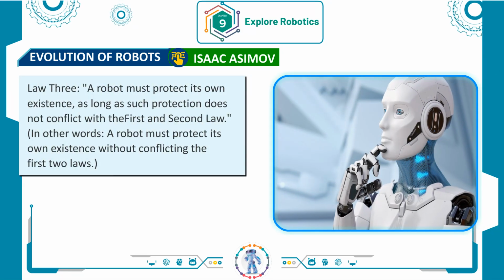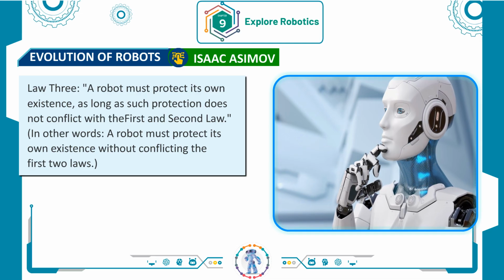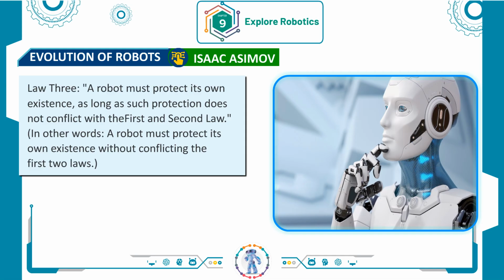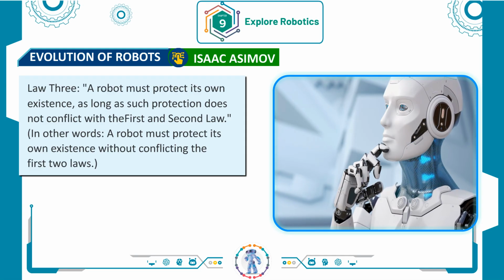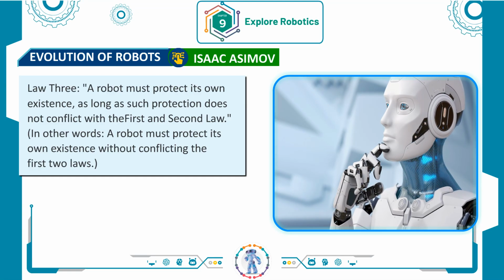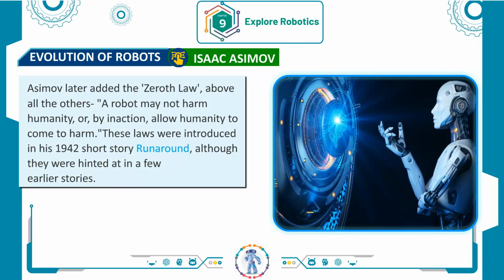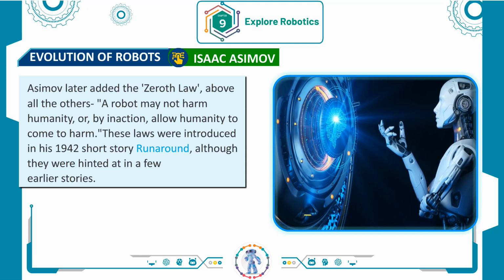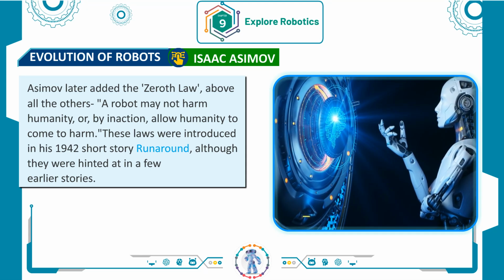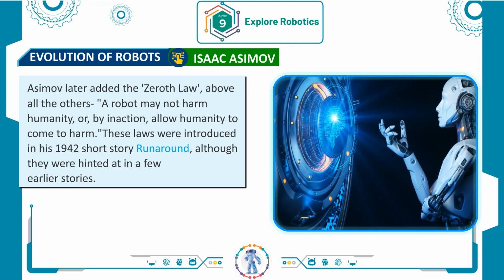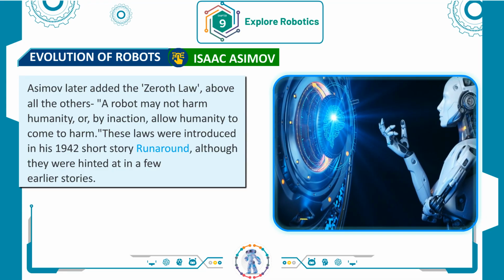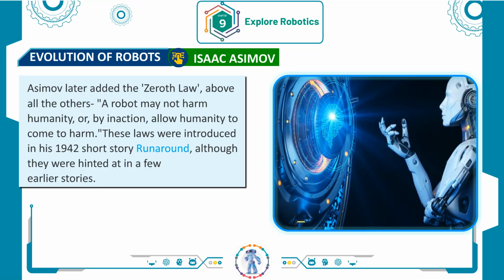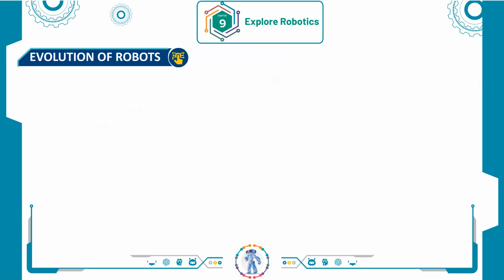Law 3. A robot must protect its own existence as long as such protection does not conflict with the first and second law. In other words, a robot must protect its own existence without conflicting with the first 2 laws. Asimov later added the 0th law. Above all the others, a robot may not harm humanity or, by inaction, allow humanity to come to harm. These laws were introduced in his 1942 short story Runaround, although they were hinted at in a few earlier stories.